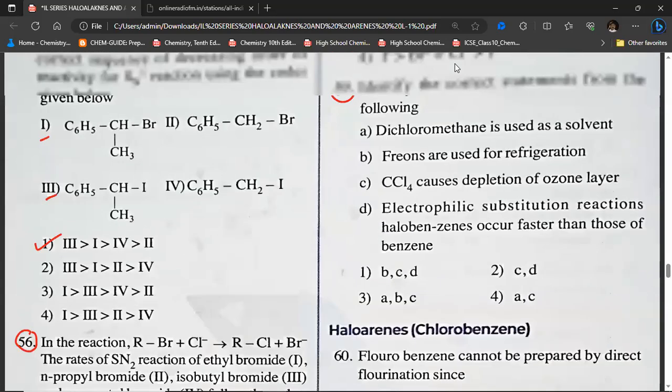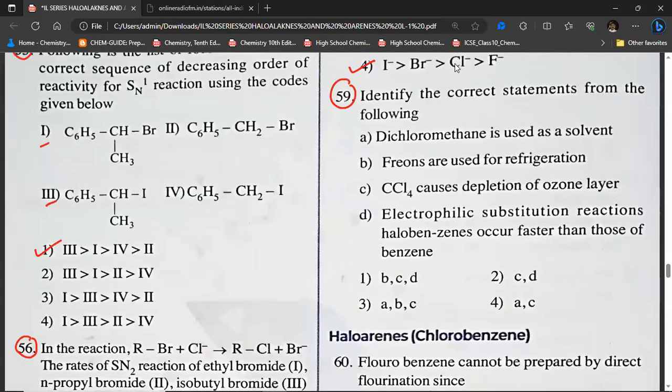Next, question number 59. Identify the correct statement from the following. Actually, dichloromethane is used as a solvent. Yes, that is correct. Freons are used as refrigerants. Carbon tetrachloride is causing depletion of the ozone layer. All are correct in A, B, C.